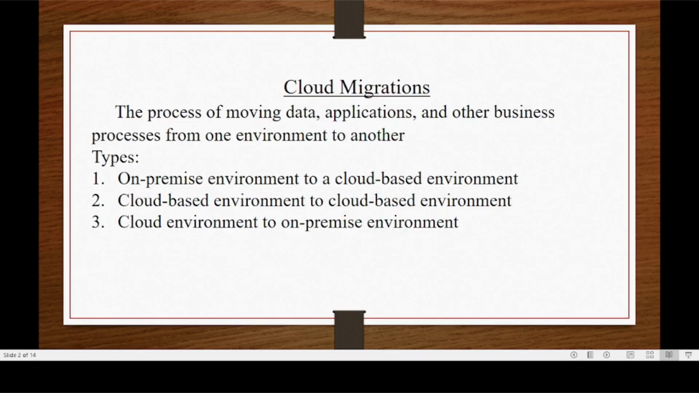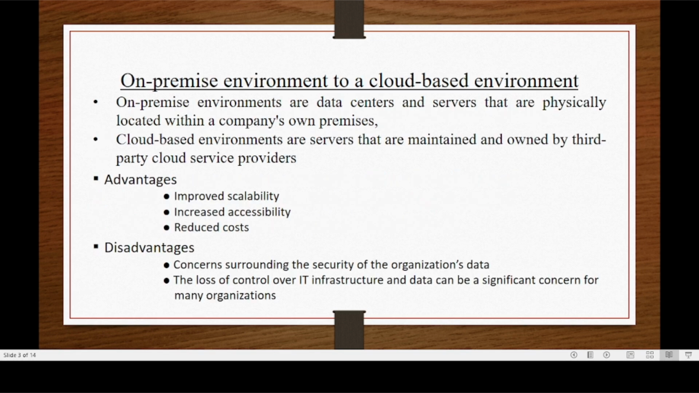What is cloud migration? It is a process of moving data, applications and other business processes from one environment to another. We have three types of cloud migrations. One is on-premise environment to a cloud-based environment. The second one is cloud-based environment to cloud-based environment, and the third case is cloud environment to an on-premise environment.